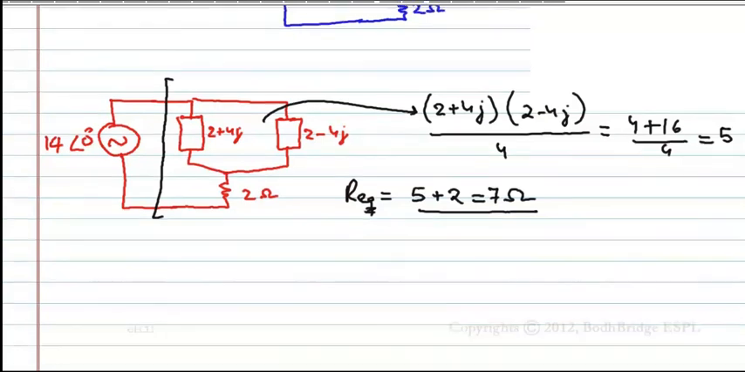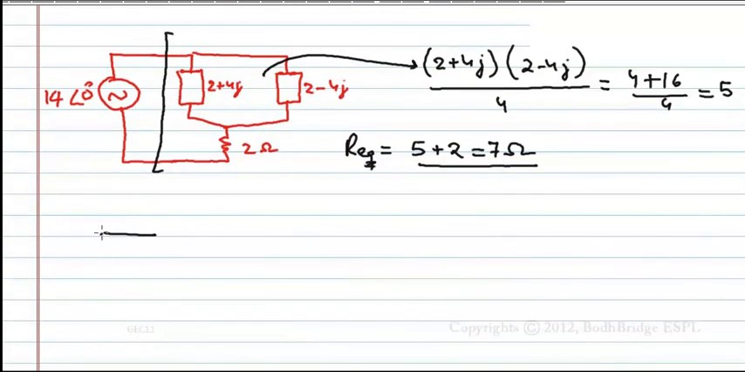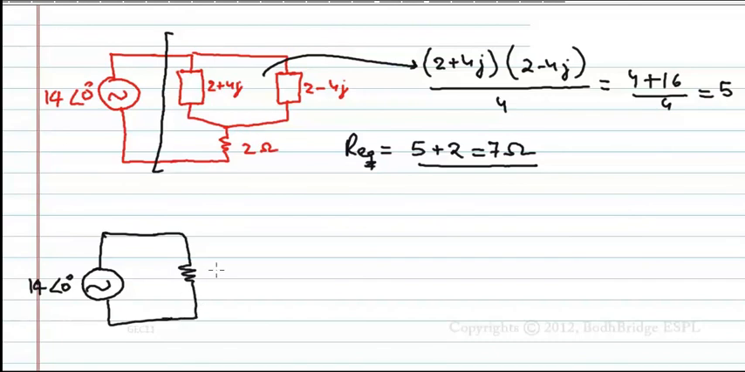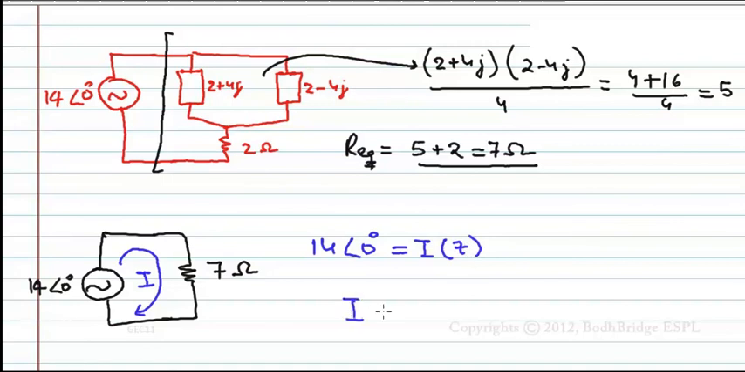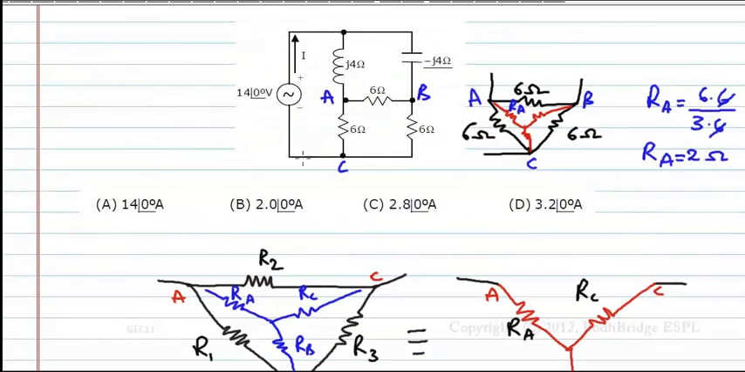Now I can draw this as 14 angle 0 and a simple resistor of 7 ohm. Now applying the loop KVL, V equal to 14 angle 0 equal to I into R. R is 7. Therefore I equal to 2 angle 0. Therefore I is 2 ampere. I equal to 2 ampere. B is the option.